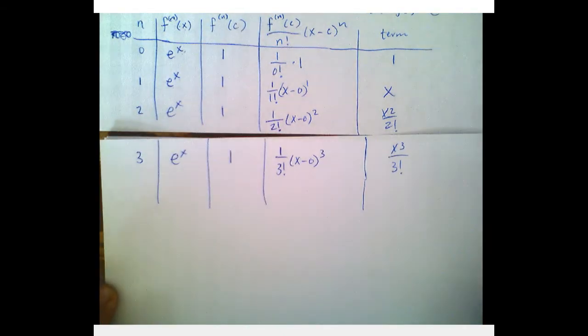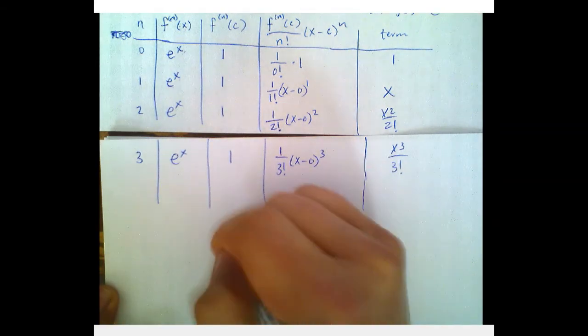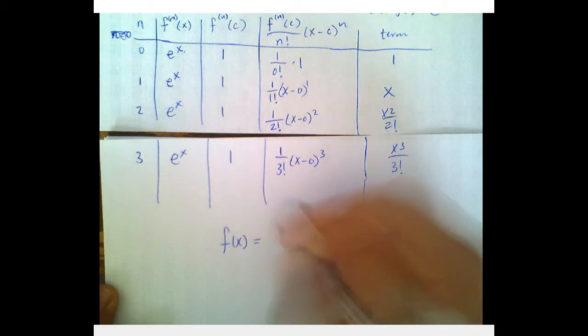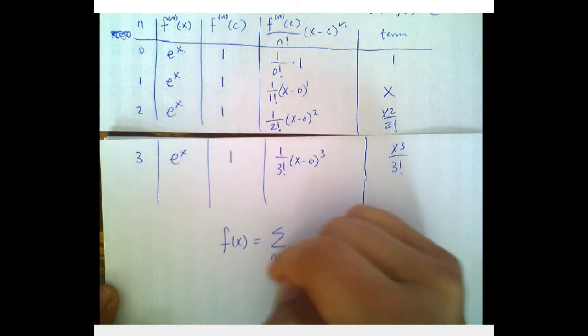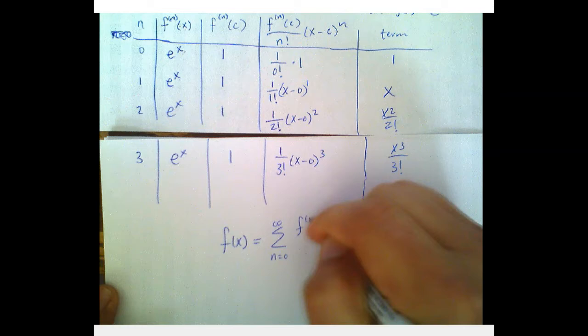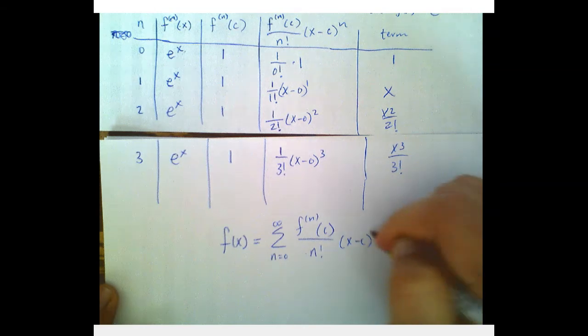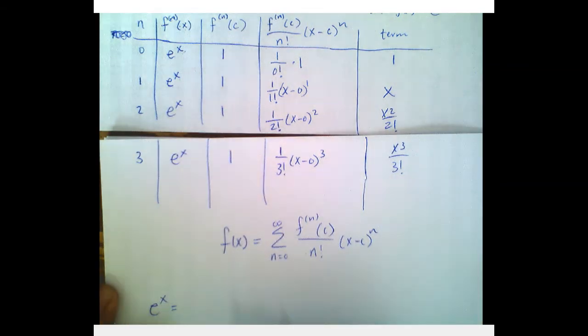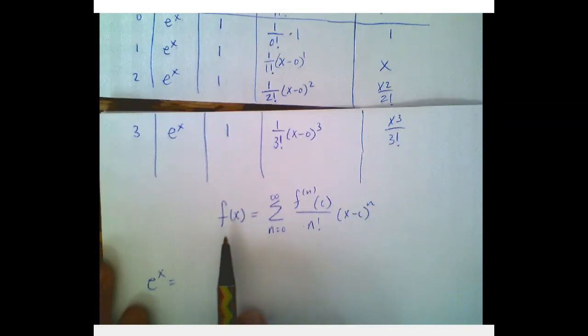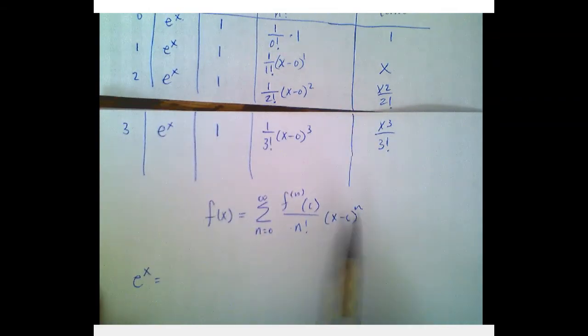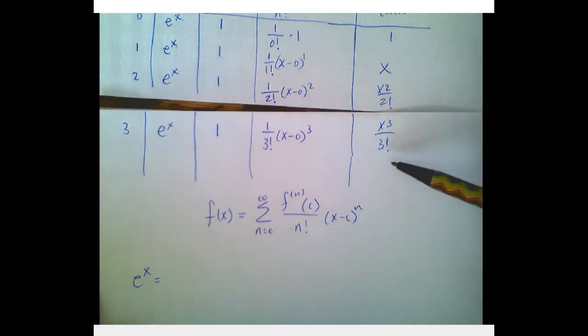All right, so let's get our Maclaurin series going. So we know that based on our Taylor series formula, f of x is equal to the infinite sum, n starts at 0, goes to infinity, nth derivative at c over n factorial x minus c to the n. So e to the x, that's our function, is equivalent to the infinite sum of all the terms that we have listed in this column.